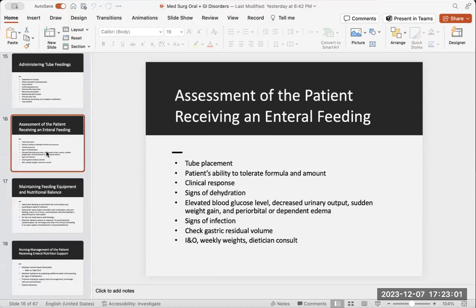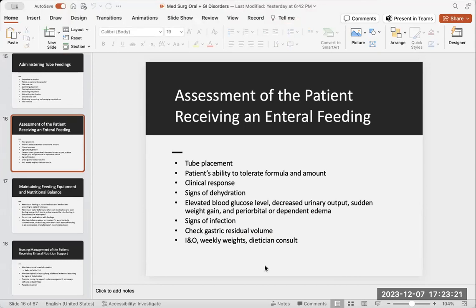Okay. Anyway, like I said, tube placement, ability to tolerate the formula. We already talked about that residual volume. See where it says right here, check gastric residual volume. That's what I'm talking about. Signs of dehydration, looking at those vital signs, and things like that. We need to see what's going on.